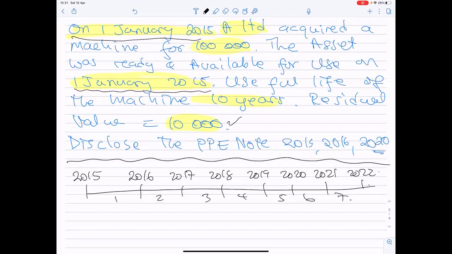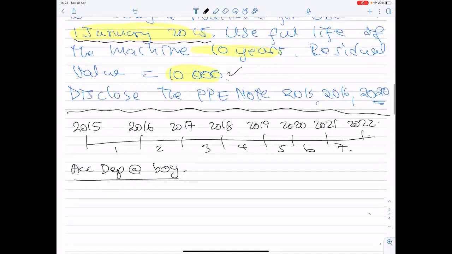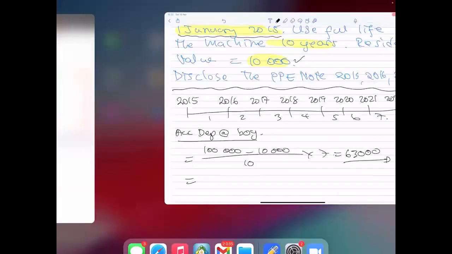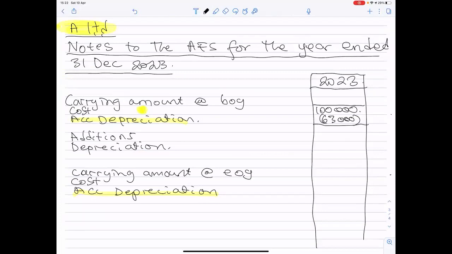So if it is 7 years, we are going to calculate our accumulated depreciation at the beginning of the year, which is the end of the previous year. So it will be 100,000, we take out 10,000, we divide by 10 multiplied by 7. It's full years. We'll do the months at a later stage. So it's 63,000. I put my 63,000 there. So 100,000 minus 63,000, I get 37,000.